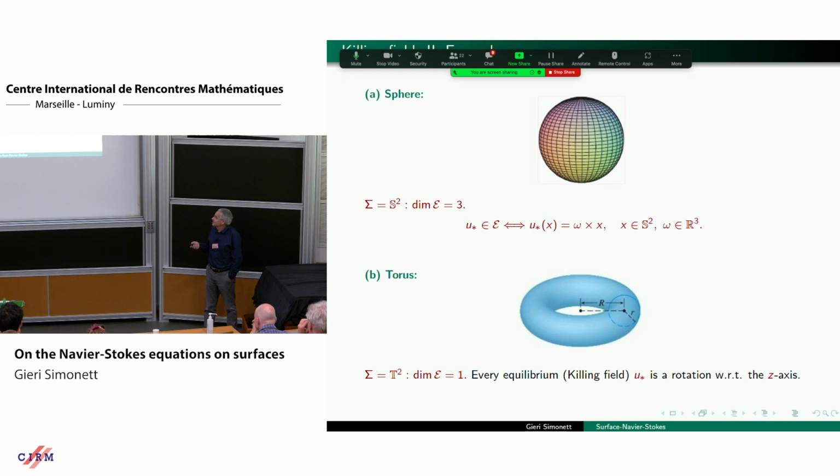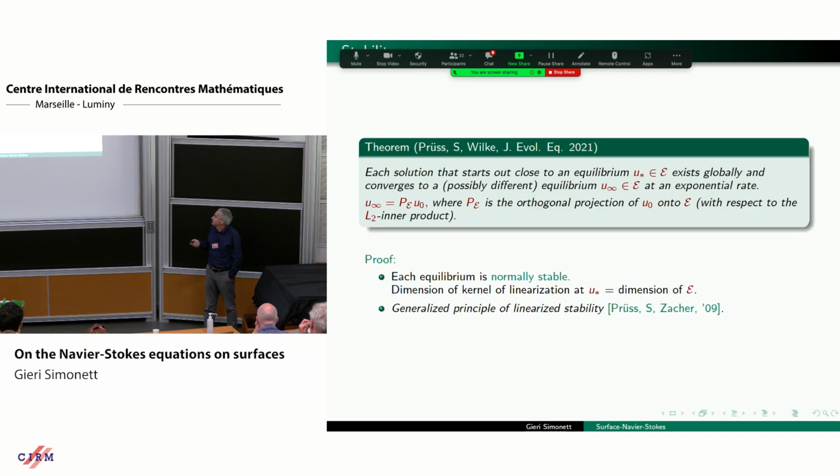So good, this tells us that there is an interesting situation with Killing vector fields. And now you can go back to the equation and ask, what can you say about the dynamics? It turns out that we can prove that if you start close to an equilibrium, to a Killing vector field, then in any dimension you have global existence. And the solution will converge, but not necessarily to the one where you started out close to. You start in a neighborhood of this equilibrium, and it will converge to an equilibrium, but it might not be the one that you started out close to.